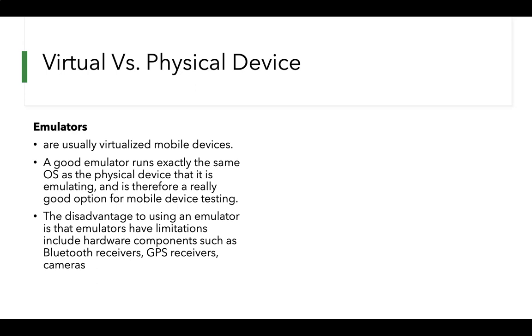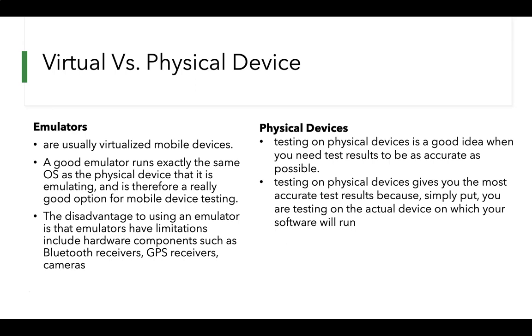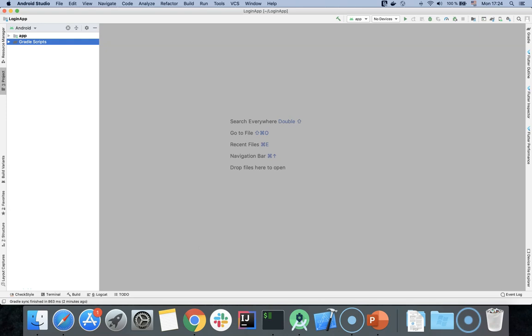But the disadvantage of using an emulator is that emulators have limitations, including hardware components such as Bluetooth, GPS, and cameras. Testing on physical devices is a good idea when you need the result to be as accurate as possible. Testing on physical devices gives you the most accurate test result because, simply put, you are testing on the actual device on which your software will run.